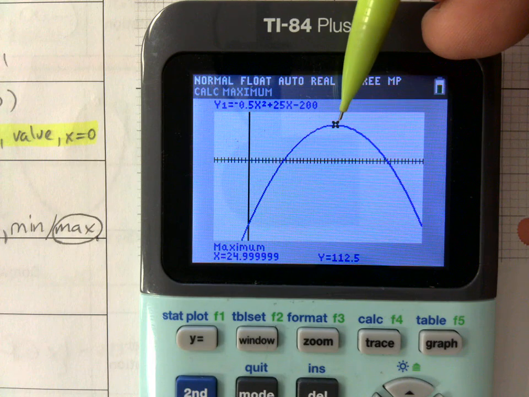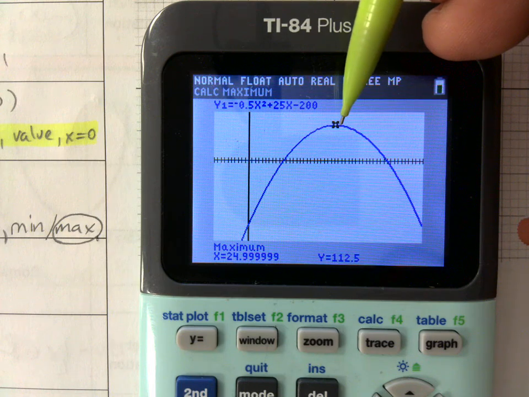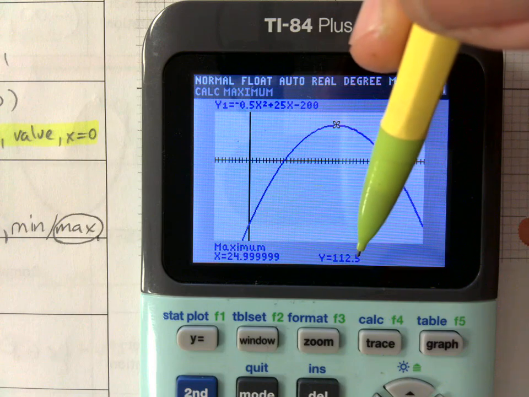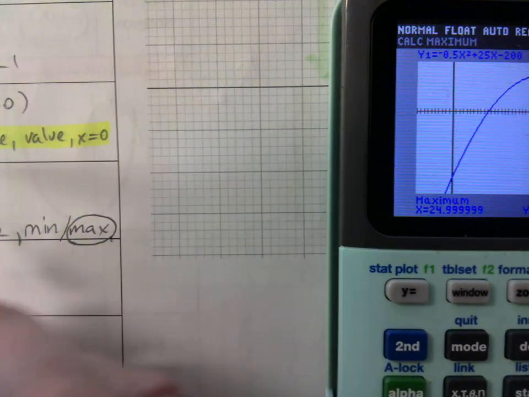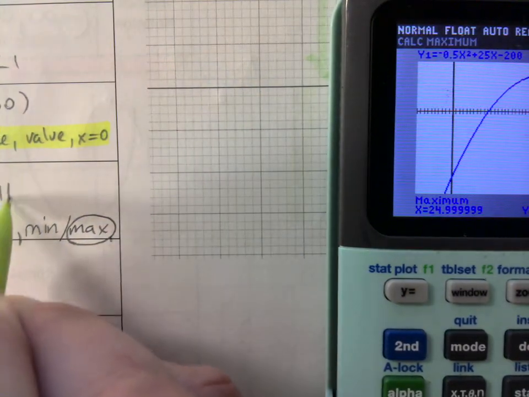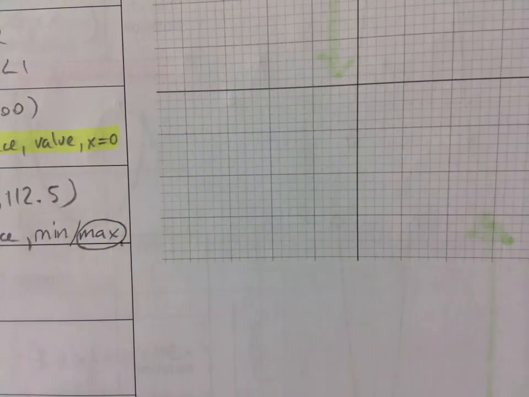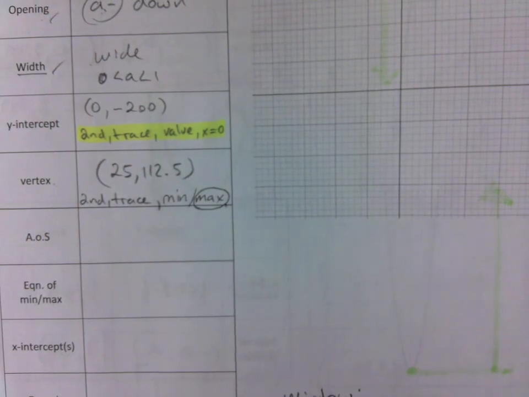And it tells you exactly what the vertex is. What is it? 24.999. That's 25, right? Round it. We're always going to round to 2 decimals. 25, 112.5. So write that down. I did write it down right there.